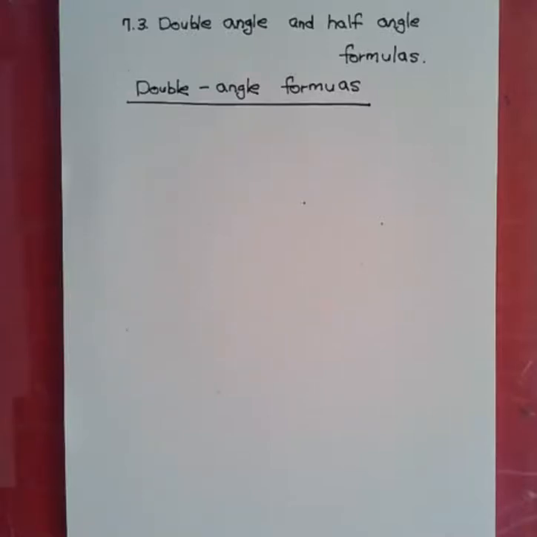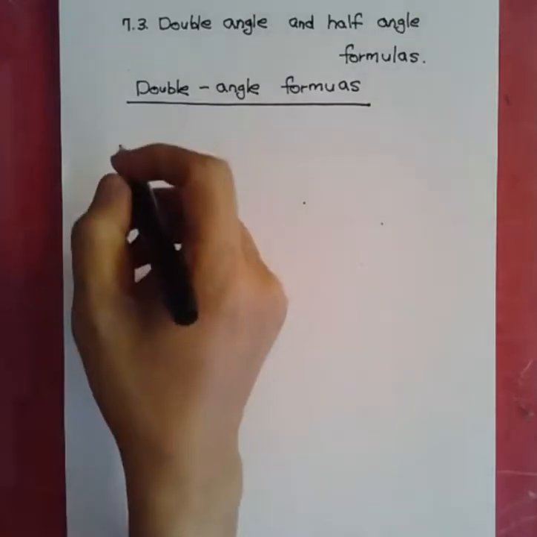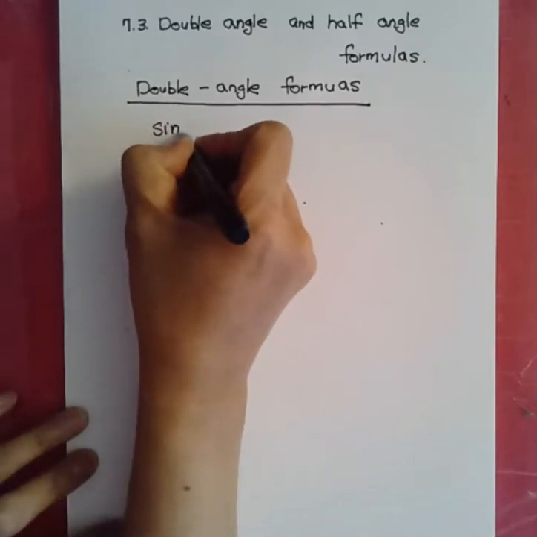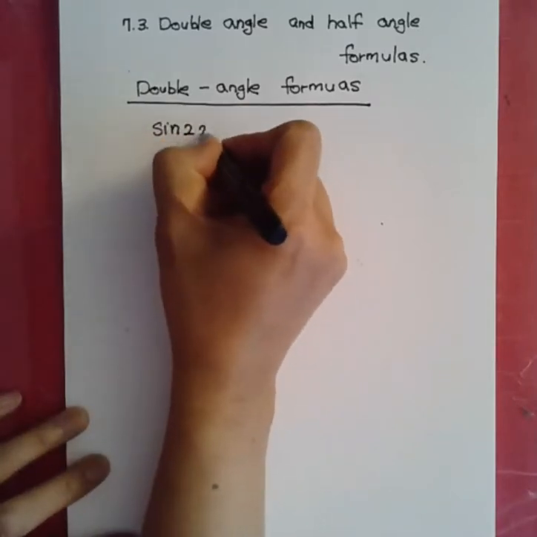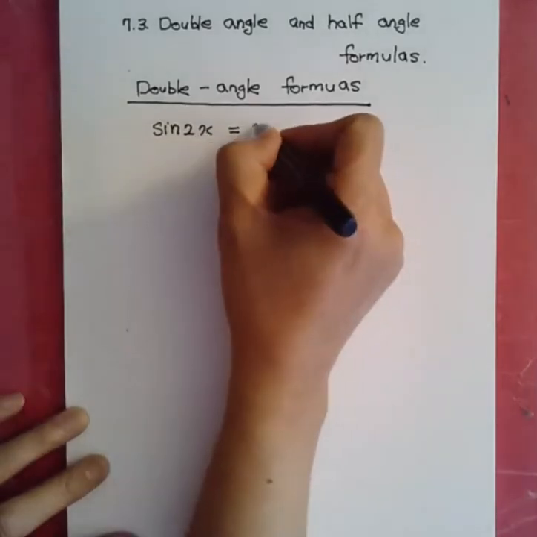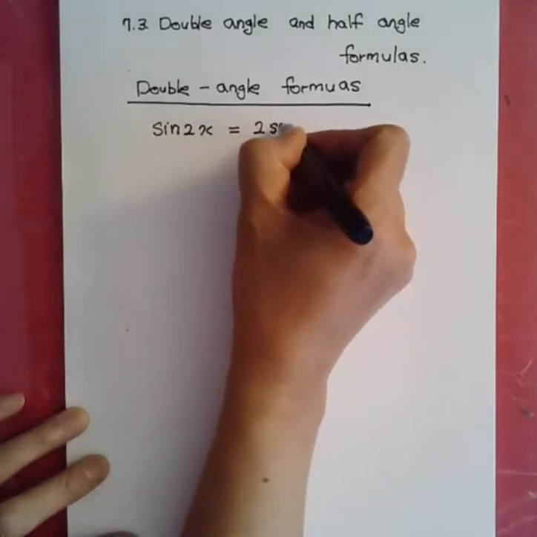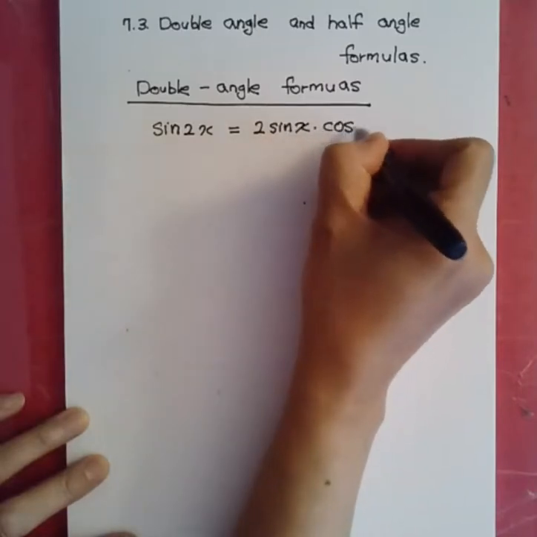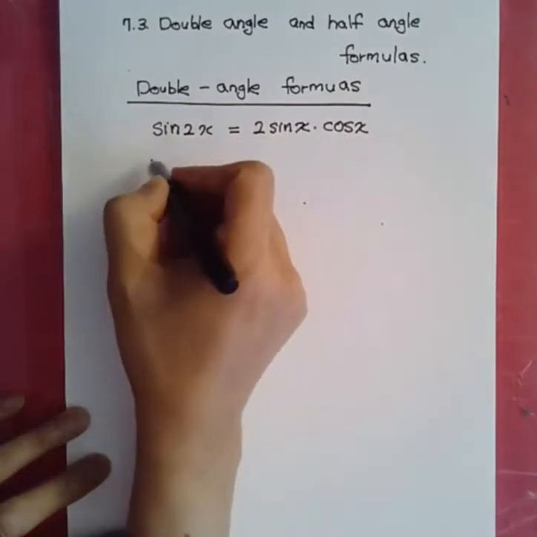In this video, we will learn about double angle and half angle formulas. Let me state double angle formulas. Sine of 2x equals 2 times sine of x times cosine of x.